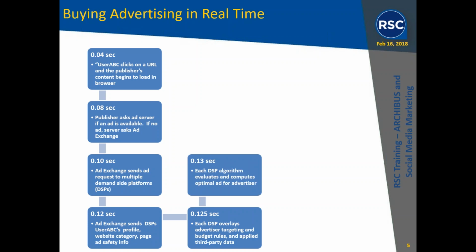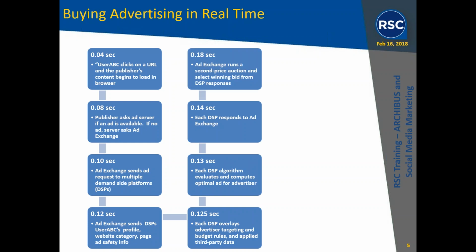At 0.13 seconds, each DSP algorithm evaluates and computes the optimal ad for the advertiser, and they respond to the ad exchange at 0.14 seconds. The ad exchange runs a second price auction and selects the winning bid from the DSP responses at 0.18 seconds. A second price auction is basically where the highest bidder pays the price that the second place person bid. So if you bid a crazy high amount for your ad and the second highest person is bidding a medium amount, you pay a medium amount.